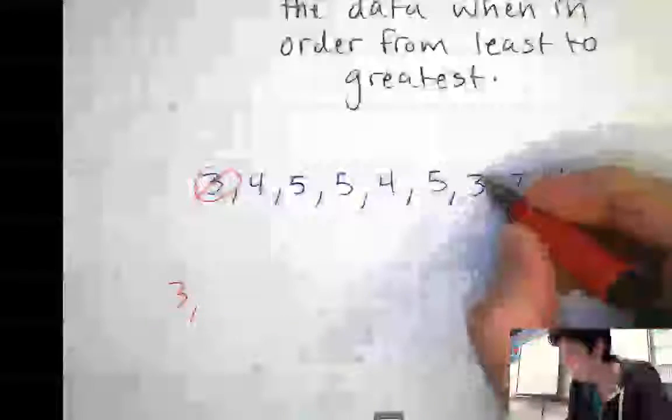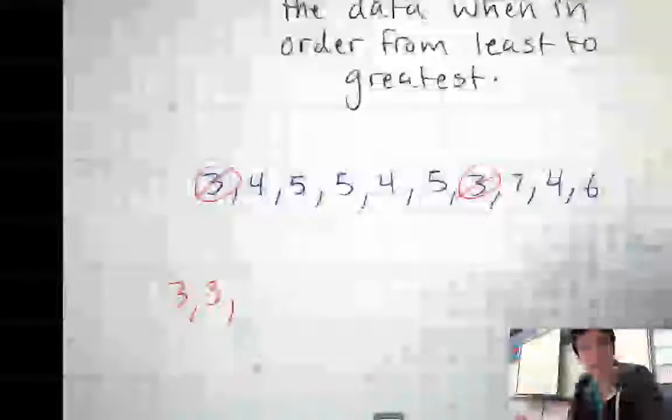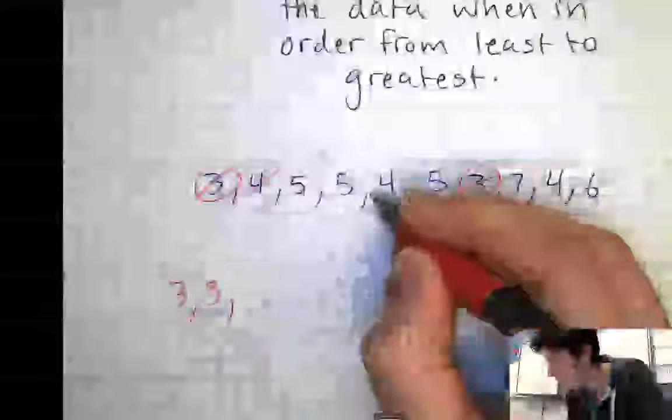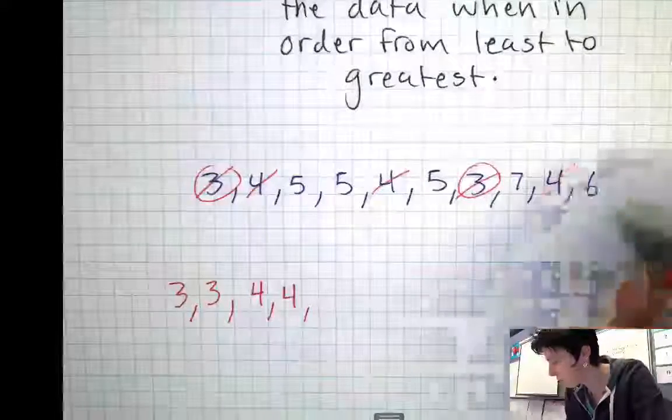We have another 3 here. So I'll put that in order. And I'll just cross these out as I go along so I don't make any mistakes. So now we have 4. So 4, 4, so 4 and 4. Oh, here's another 4.